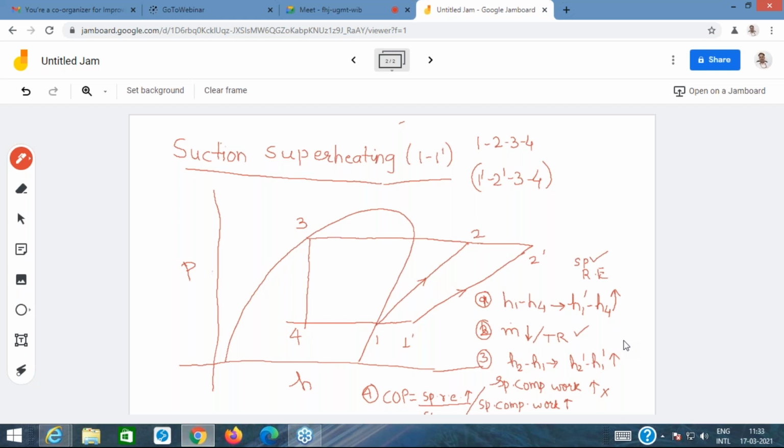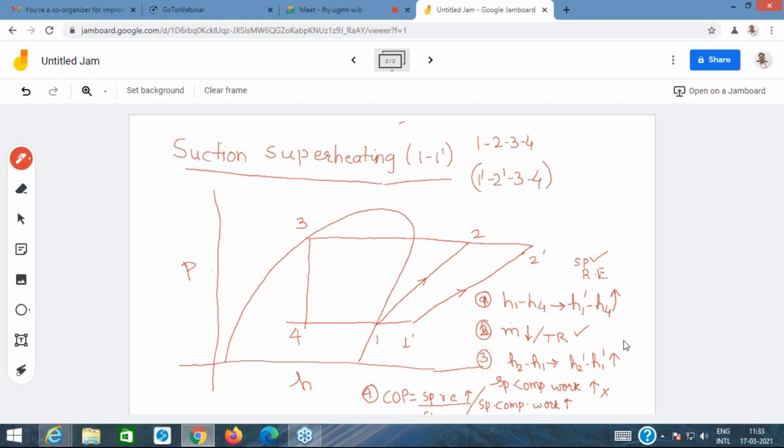One is, because of suction superheating, the specific refrigerating effect increases. It was earlier H1 minus H4, now it is increased to H1 dash minus H4. Second is the mass flow rate per tonnage of refrigerant would decrease. Third is the power consumption, that is the specific power consumption, would increase because the lines become flatter as you move away from the saturation curve, and the coefficient of performance might increase or decrease.